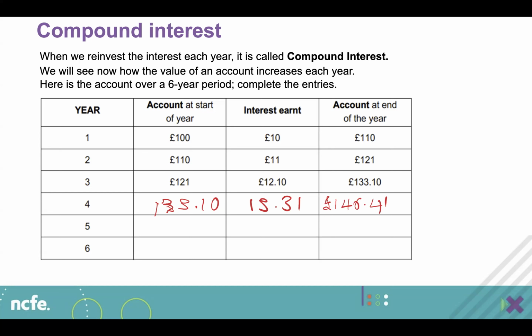And the year after, it will be 146.41 pounds. 10% interest, remember, we'll round it up, so the interest will be 14 pounds 64. If you add it on to the total, it would become 161.05.